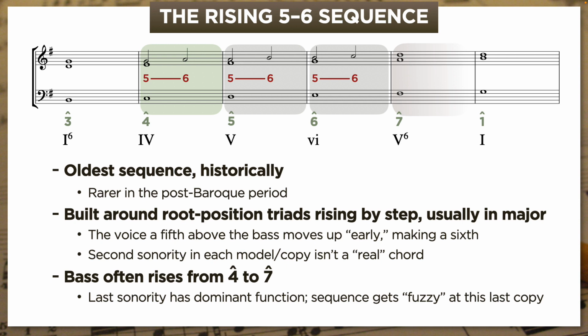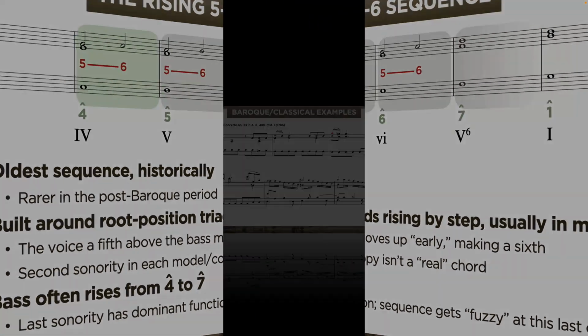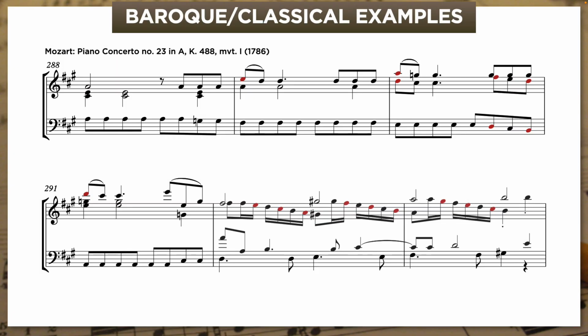Okay, so we're ready now to leap forward in time and hear how the composers we normally study use the rising 5/6. Here's a little linking theme from Mozart's A major piano concerto. The sequence turns up at the end, where, as predicted, the bass line rises from scale degree 4 to 7. We'll come back to this in a second. First, though, let's notice how Mozart sets the sequence up.